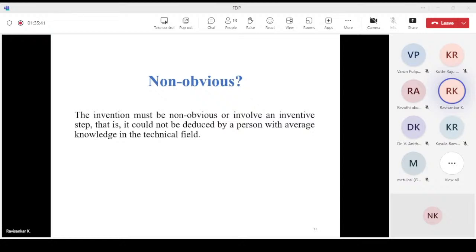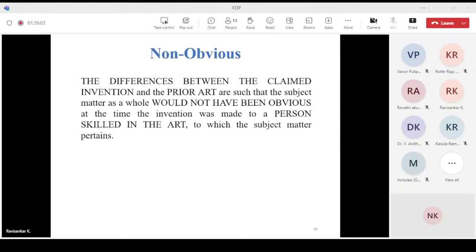So non-obvious means the invention must be non-obvious or involve an inventive step. That is, it could not be deduced by a person with average knowledge in the technical field. As I said, if you take the aspirin tablet example, if the process of how the tablet is prepared is not known before, then it is non-obvious. So the difference between the claimed invention and the prior art is such that the subject matter as a whole would not have been obvious at the time the invention was made to persons skilled in the art. If this criterion is met, it is called non-obvious.